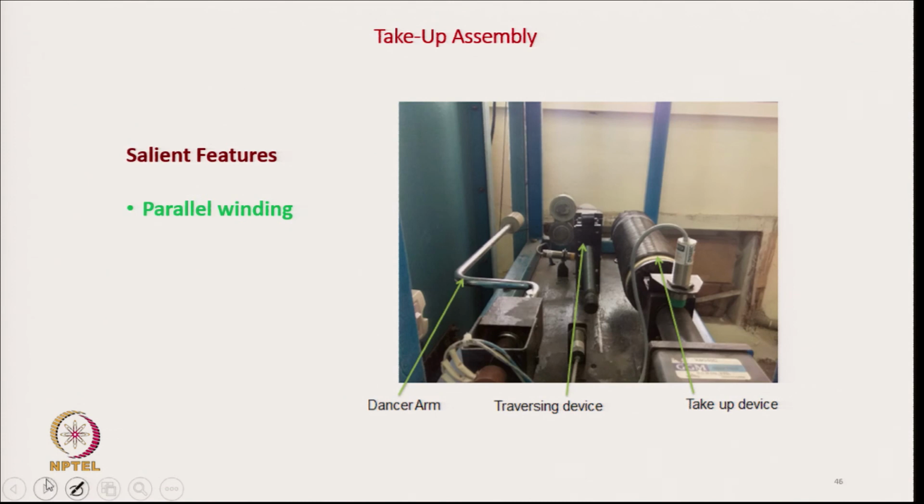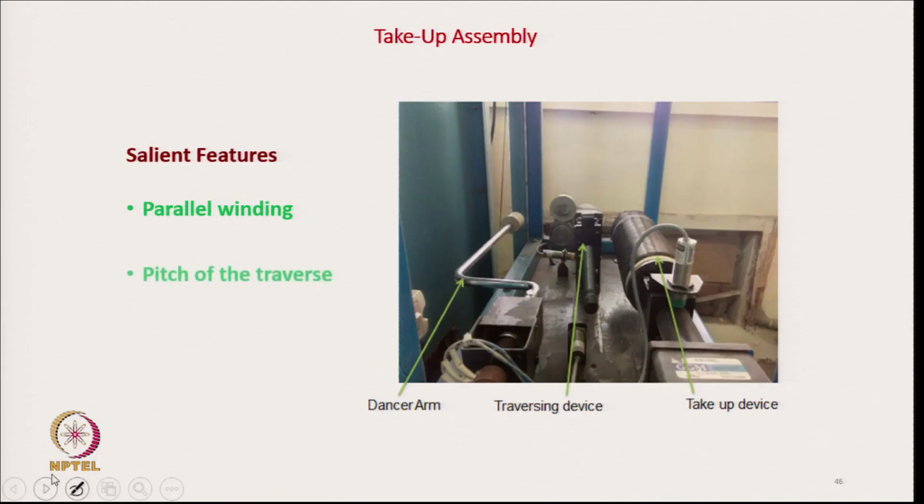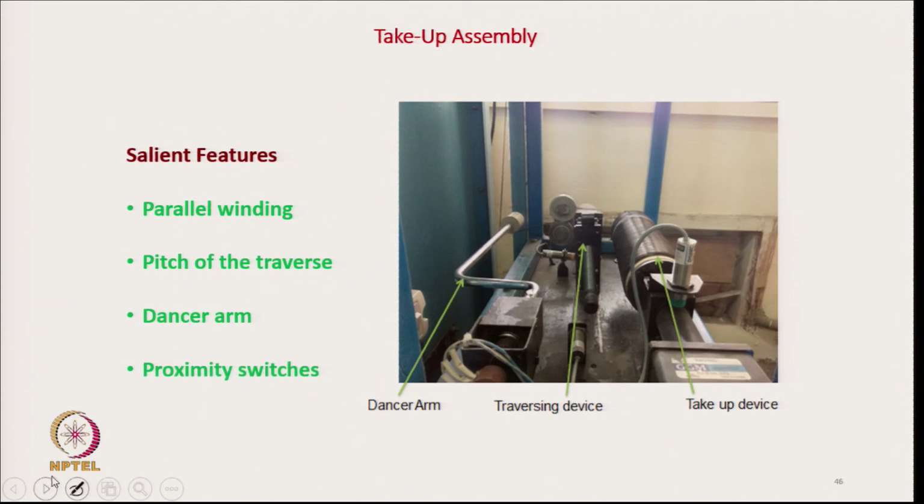Its salient feature is that parallel winding is done, and the pitch of the traverse is maintained, depending on the thickness of the toe. The dancer arm is here just to control the take up tension, the proximity switch controls the end point of the package, and we need a smooth surface.